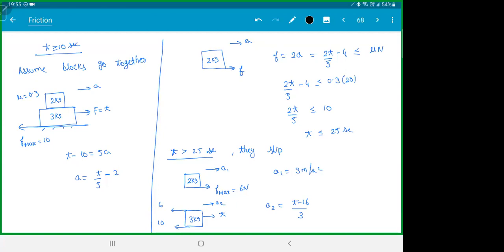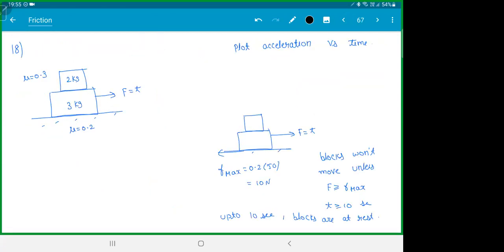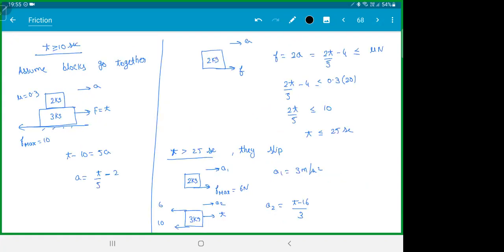So these kinds of problems, whenever you have friction on the ground, you start with this. How much force you need to move the lower block, the total system, 10. So up to 10 seconds, no one moves. After 10 seconds, assume they're going together. We got 25. After 25, they slip. Now put F maximum and solve. This is how we follow the process for 2 blocks. Please check this out.